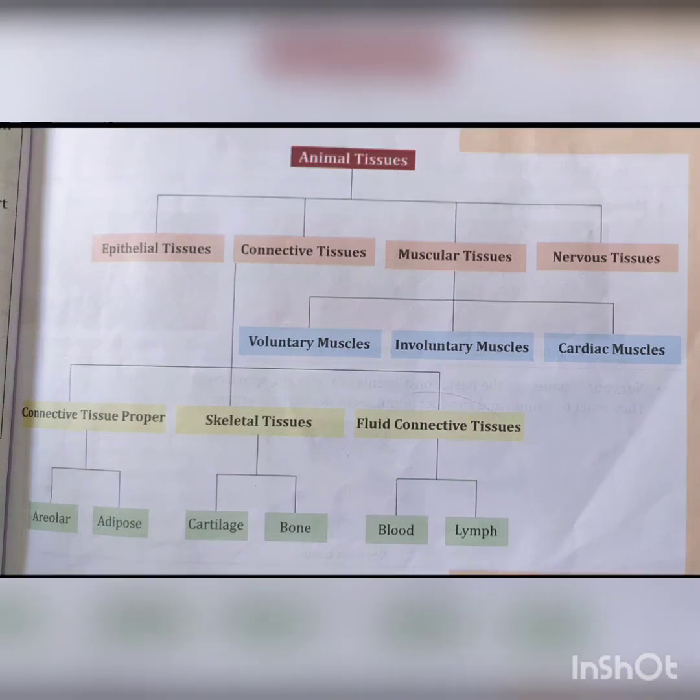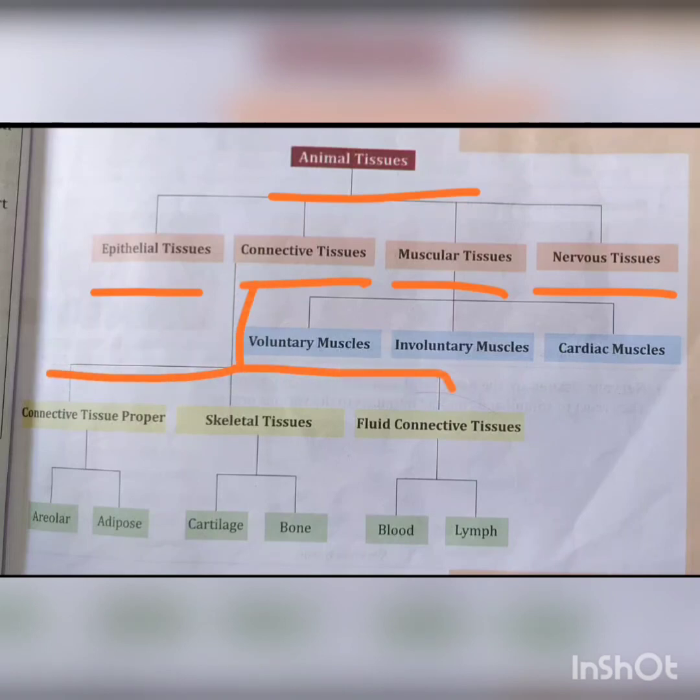So all the animal tissues can be summarized as follows. The animal tissues are divided into epithelial tissue, connective tissue, muscular tissue, and nervous tissue. The connective tissue again is divided into connective tissue proper, skeletal tissue, and fluid connective tissue. The connective tissue proper is divided into areolar and adipose tissue. The skeletal tissues are differentiated as cartilage and bone, and fluid connective tissues are of two types, blood and lymph.